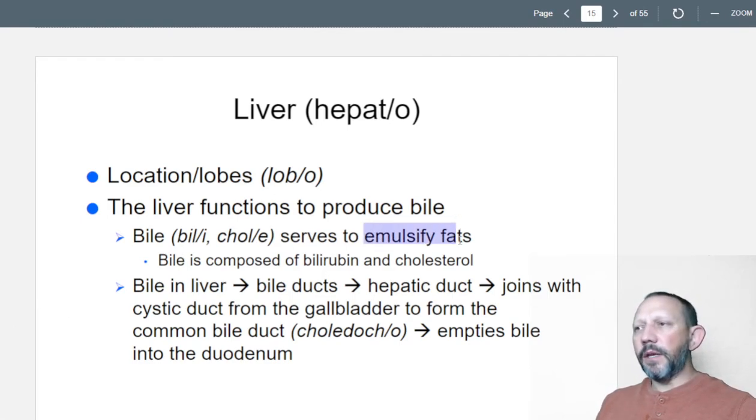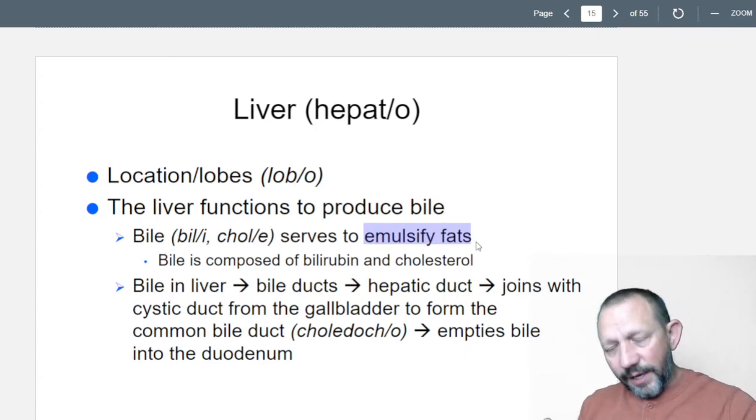What does emulsify even mean? So if you've been doing dishes, right? And let's say you had spaghetti the night before.